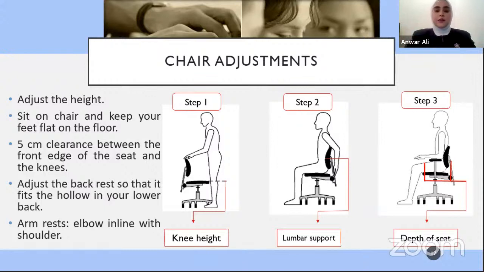The third point is the depth of the seat. Make sure that between the edge of the seat and the back of your knee, there is a distance of 5 centimeters or the size of a fist, so that you don't put pressure on your knee and the blood vessels over there. Finally, when we talk about the armrest, make sure your arms hang loosely on the armrest and you keep the elbow in line with the shoulder at 90 degrees. As I said before, the neutral position or posture.